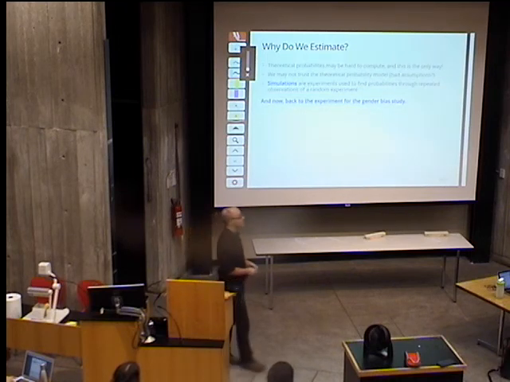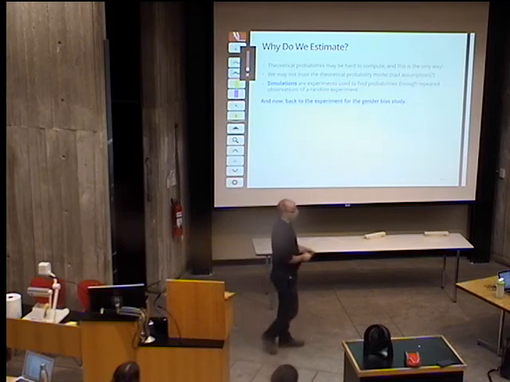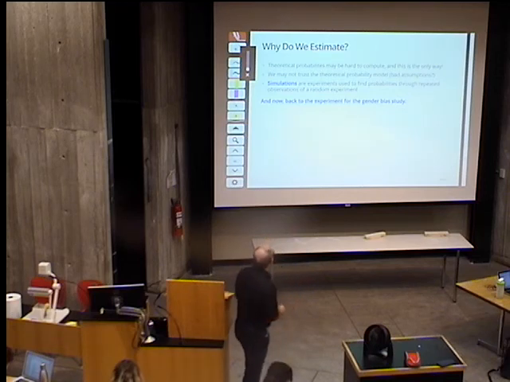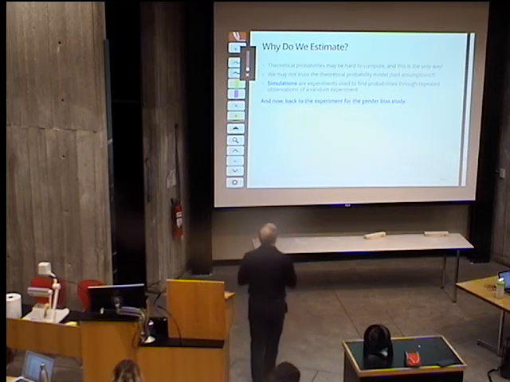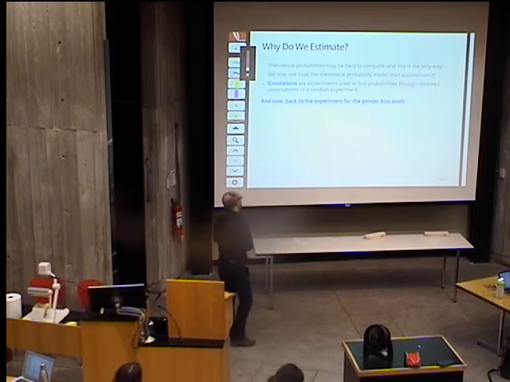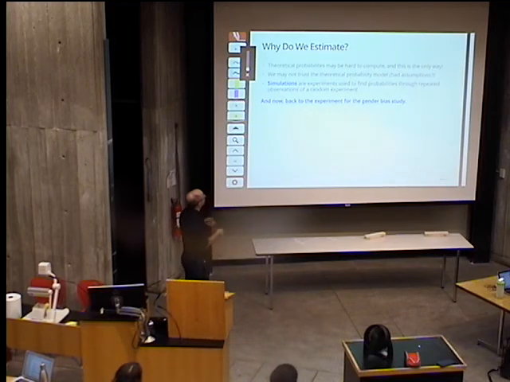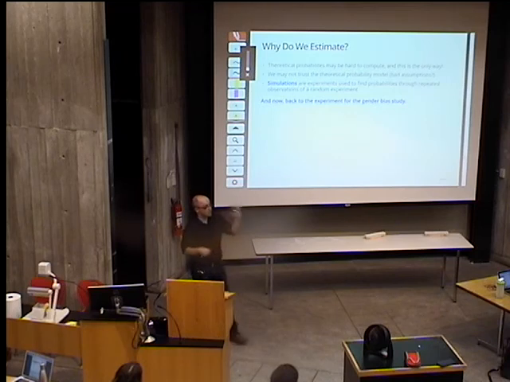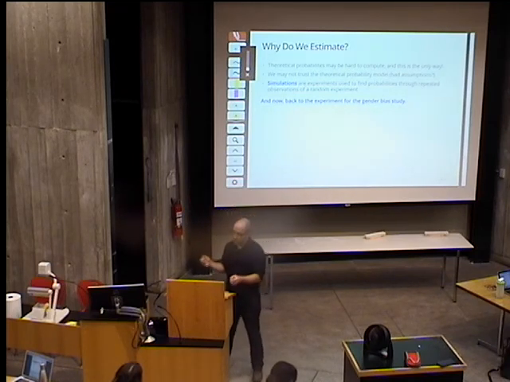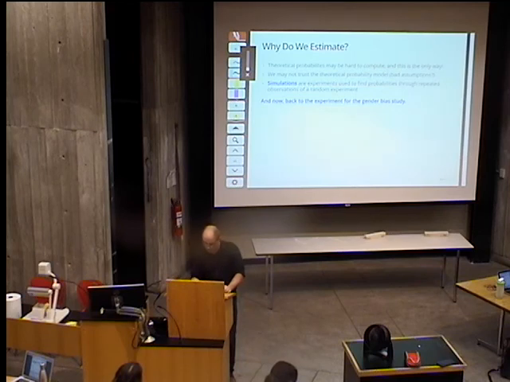Why do we estimate these? Well, theoretical probabilities are actually hard to compute. This may be the only way you can get anything from your data, or from your experiment. We may not even trust the theoretical probability models. And simulations are these experiments that are used to find probabilities. And that is the entire point of what we're doing. So we're about to go back to the experiment for the gender bias study. I just want to sort of show you one more thing. It's a very obvious extension.